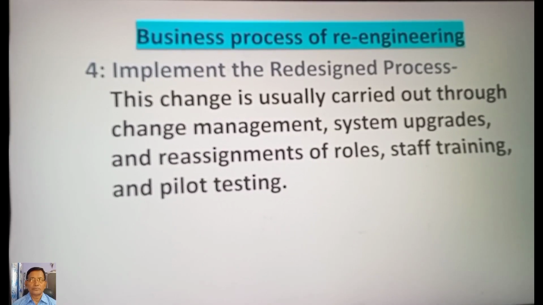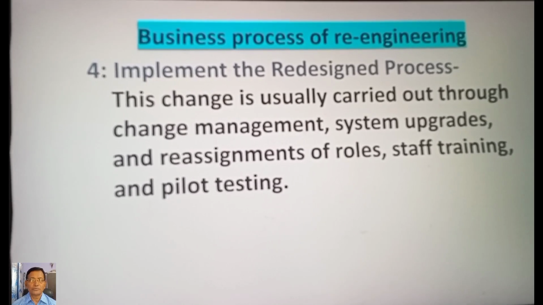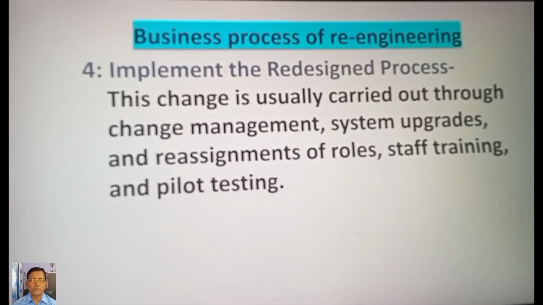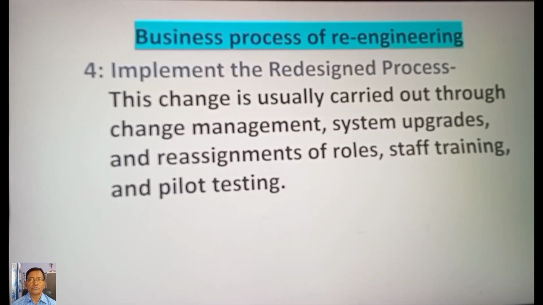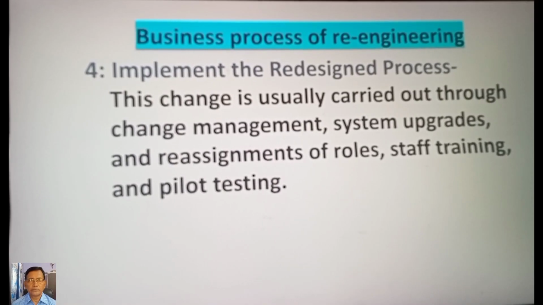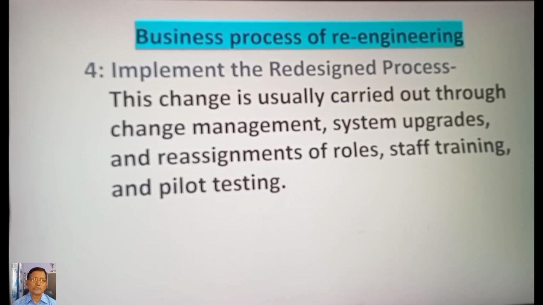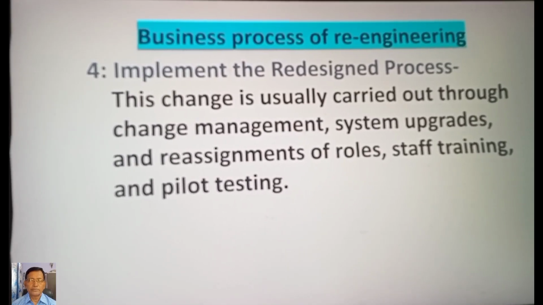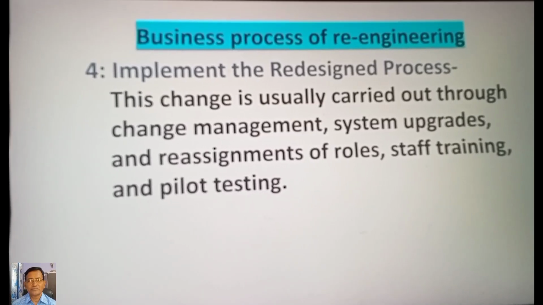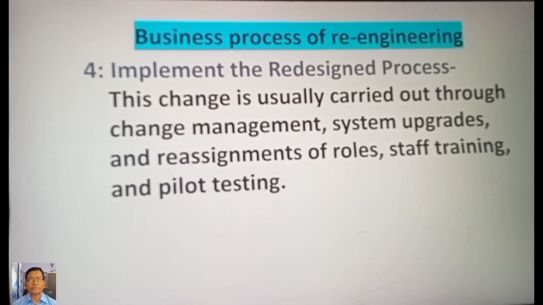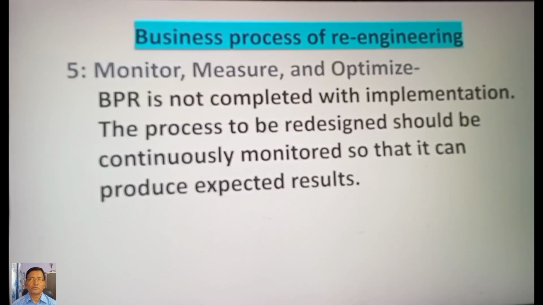Fourth step, implement the redesigned process. This change is usually carried out through change management, system upgrades, reassignment of roles, staff training, and pilot testing. The redesigned process should be rolled out in stages, adoption checked, and resistance overcome. The integration of technologies and flexibility of employees is essential in this stage.